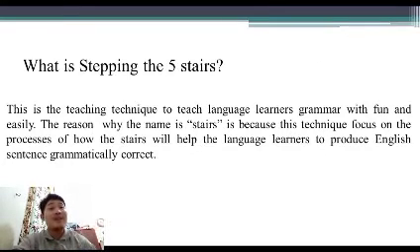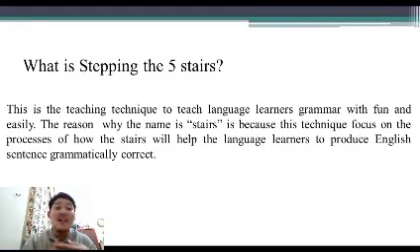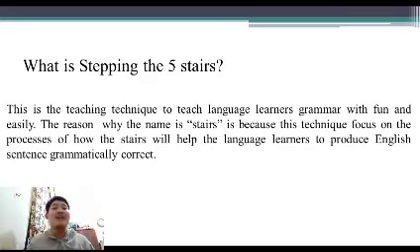Before we do grammar, we must know what stepping the five stairs is. This is a teaching technique to teach language learners grammar in a fun and easy way. I'm going to tell you why it's fun and easy later. The reason the name is stairs is because this technique focuses on the process of how the stairs help the language learner produce grammatically correct English sentences.